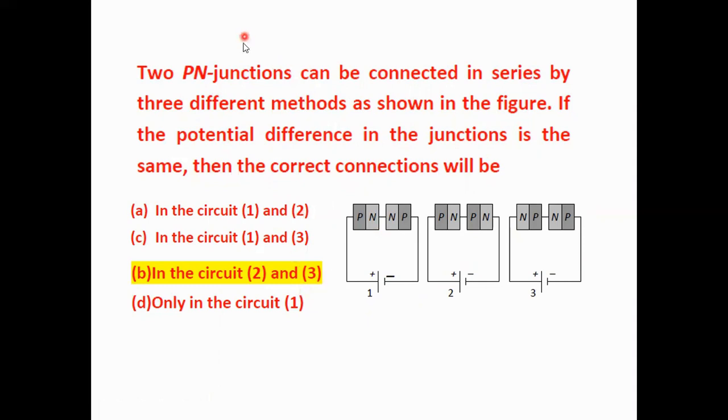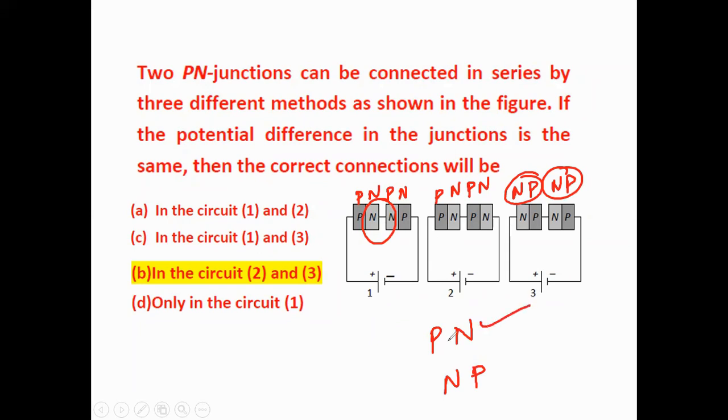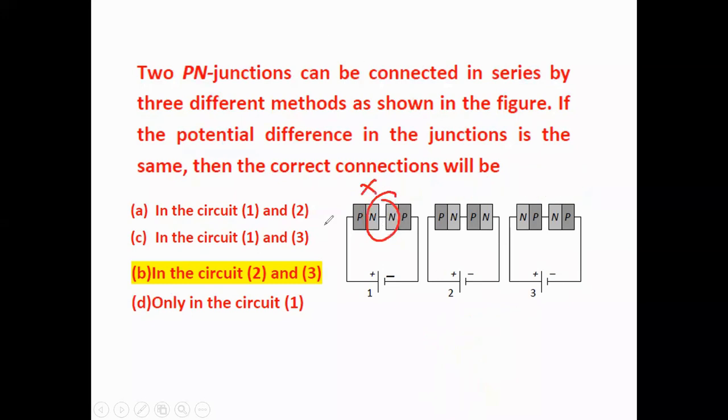So these are p-n junction diodes, with p-type and n-type regions. Here n and n are connected. A p-n junction diode means a p region and n region, then p region and n region, or n region p region and n region p region, like that. PN or NP we may write. This is forward, this is reverse. PN may be there or NP may be there, but in this one, N and N are there, that's not correct.